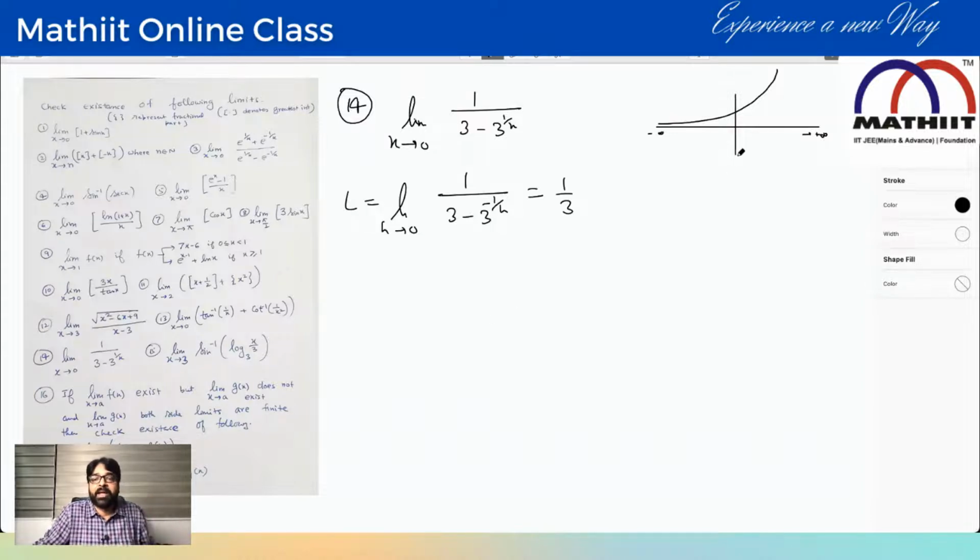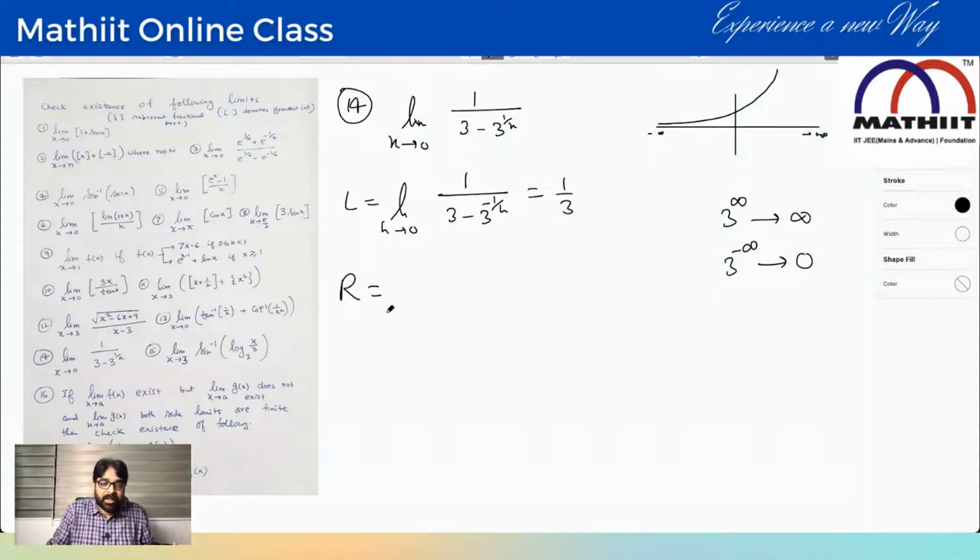Have you understood? By the graph, 3 power infinity will approach infinity, and 3 power minus infinity will approach 0. And h is 0, so 1 by h will be infinity, and minus 1 by h will be minus infinity.